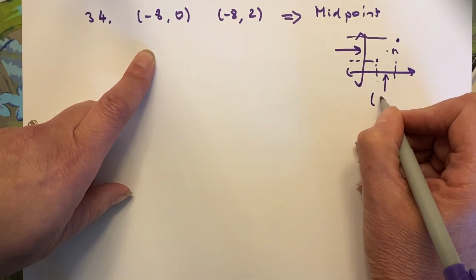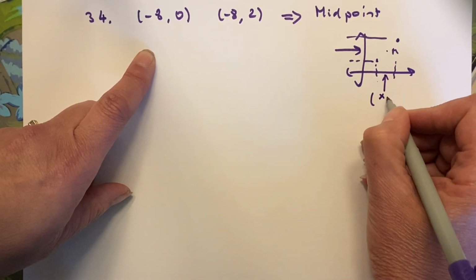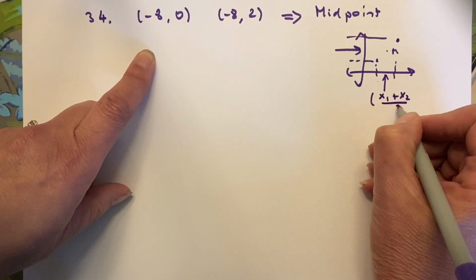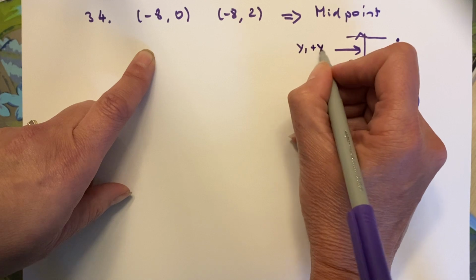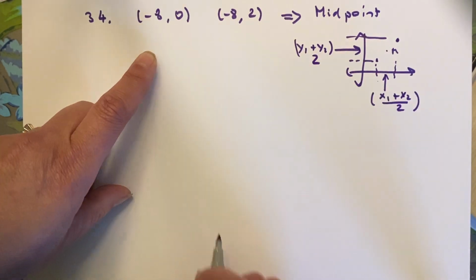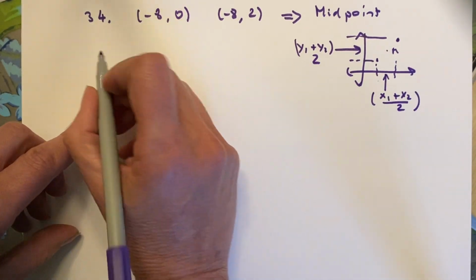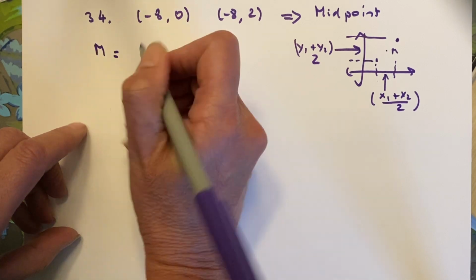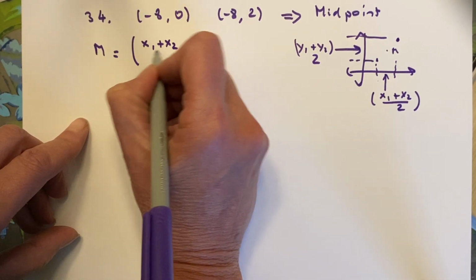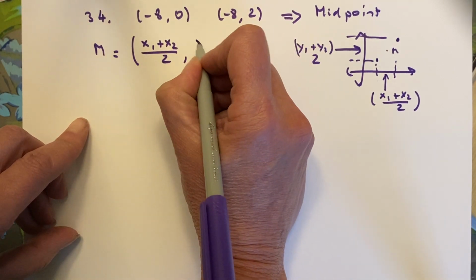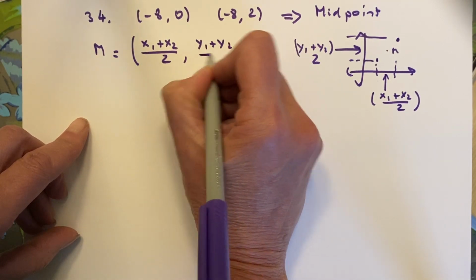So the x is going to be the average of the x's, x1 plus x2 divided by 2, and y1 plus y2 divided by 2. And so your midpoint is always going to be, the x value is going to be the average of the x's, and the y is going to be the average of the y's.